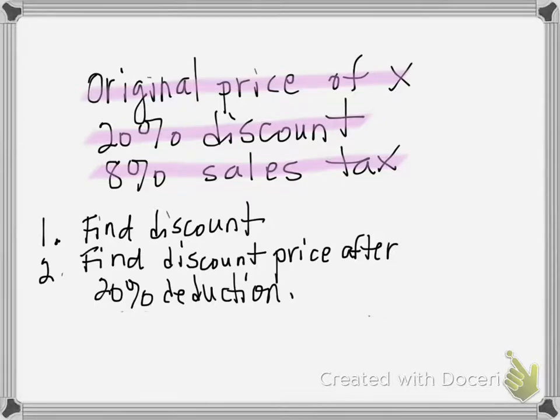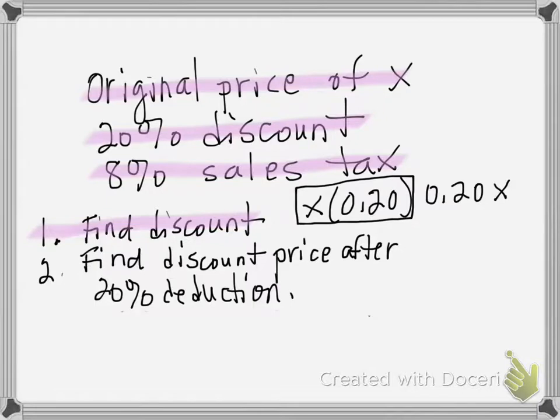All right, so the first step is to find the discount. Hopefully you know already how to find the discount; you can pause and shout it out loud. My expression would look something like this: X times 0.20, or 0.20x. This is how I can find my discount. I'm just going to multiply x times 0.20. That's going to find me my discount. That's my expression for that.